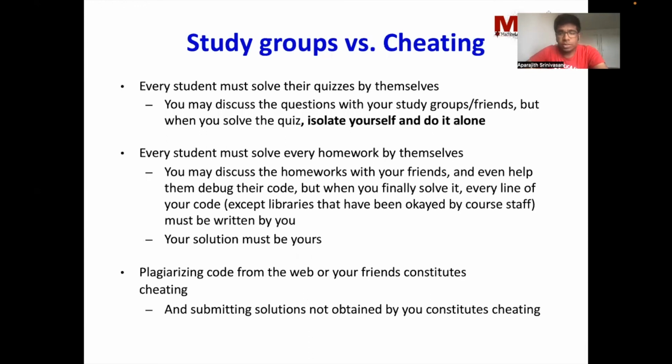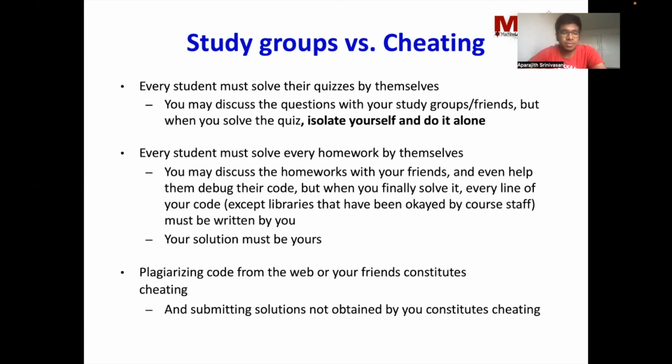You may discuss questions of quizzes with your study groups and friends, but when you solve it, you'll have to isolate and do it yourself. Every student must solve the homework by themselves. You can discuss the homework with your friend, even help them to debug the code, but when you finally solve it, every line of code must be yours. Your solution must be yours. And taking code from the web or your friends is definitely cheating. And please don't cheat or take anything which you haven't done yourself.